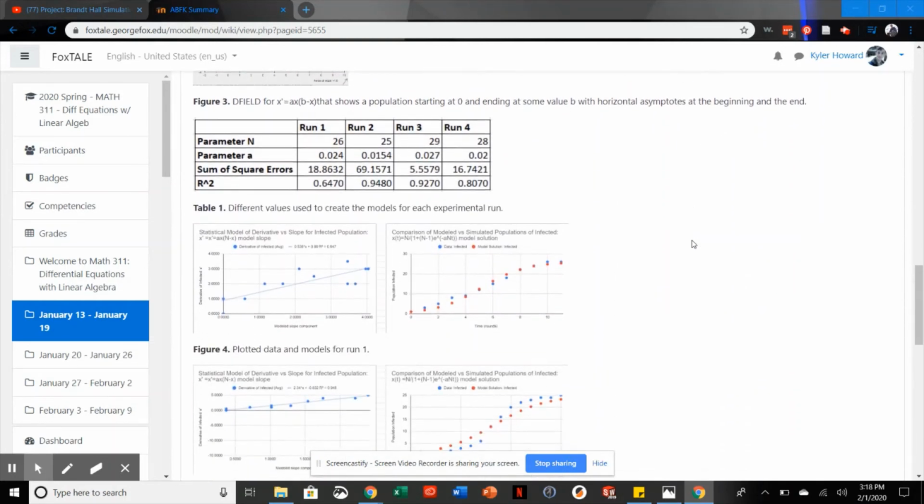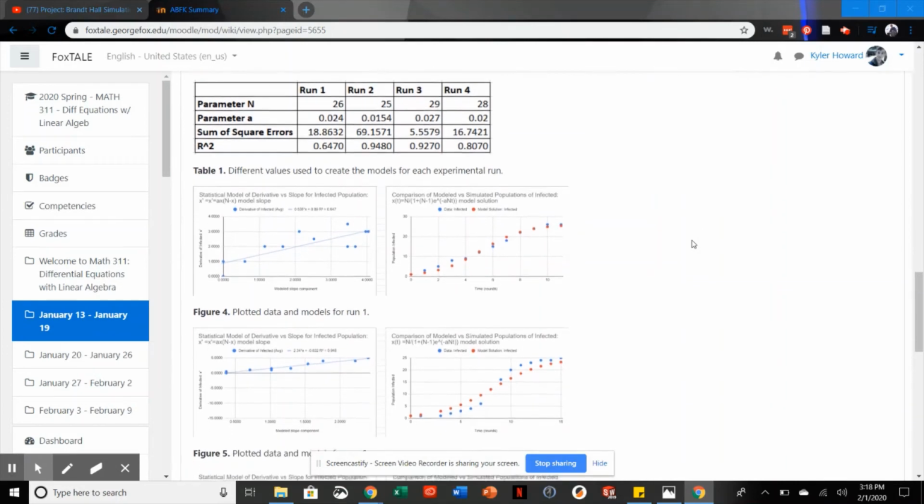Table 1 shows the different values that we used to create each of our models for our experimental runs. Our parameter n is our total population. Parameter a is some chosen value that we try to minimize the sum of square errors for, to get as close of an approximation as we could.